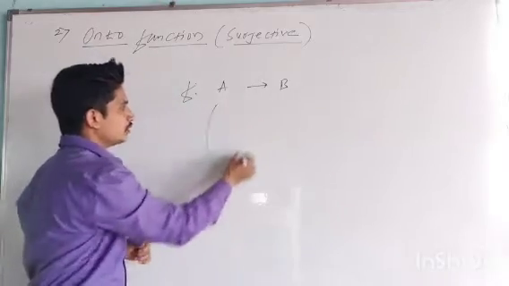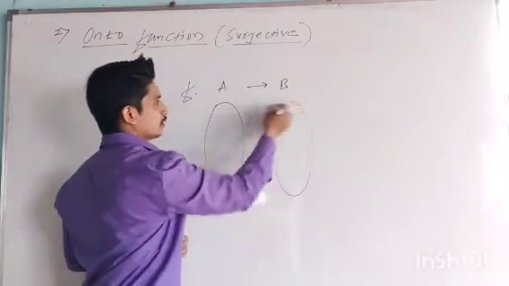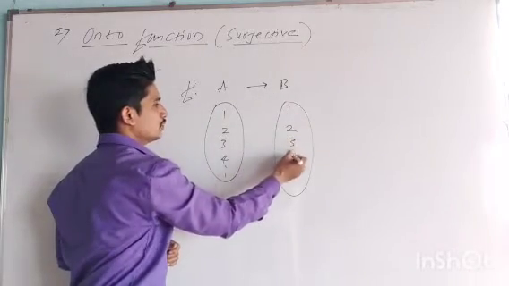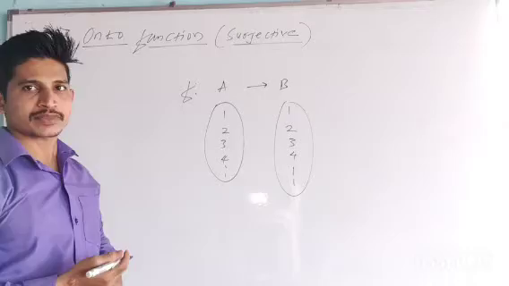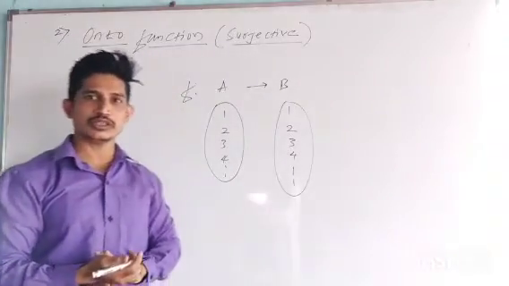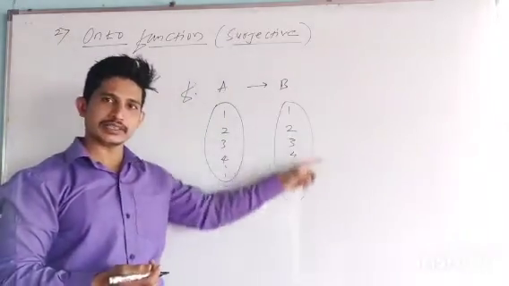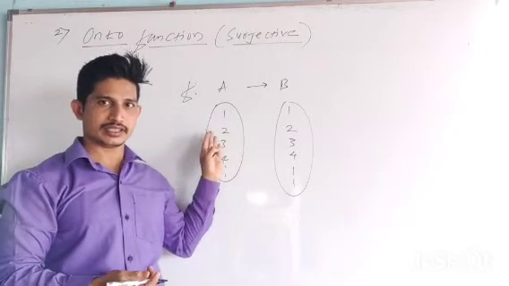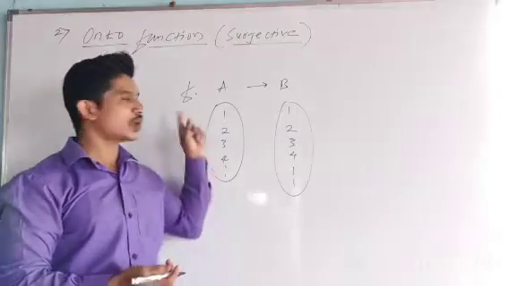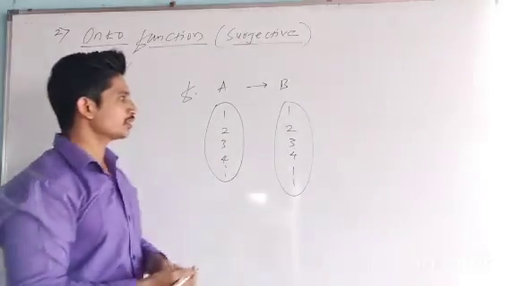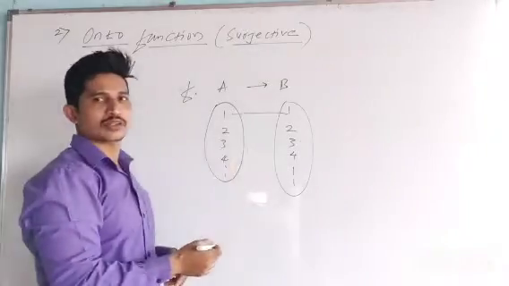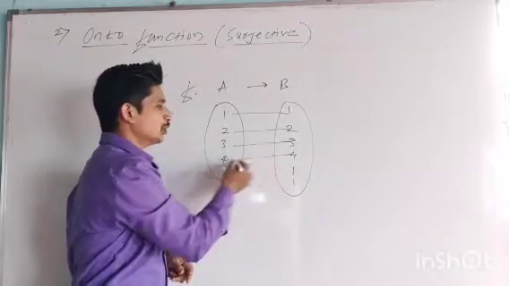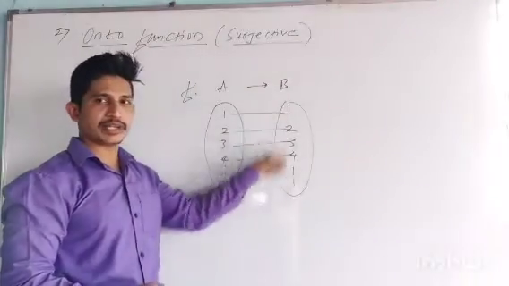Okay, now, 1 2 3 4 and so on. So when this function is called onto, every element in the set B is paired to any element in the set A. Then the function is called what here? Onto function. It means 1 should be paired, 2 should be paired, 3 should be paired, 4 should be paired. All the elements should be paired here.